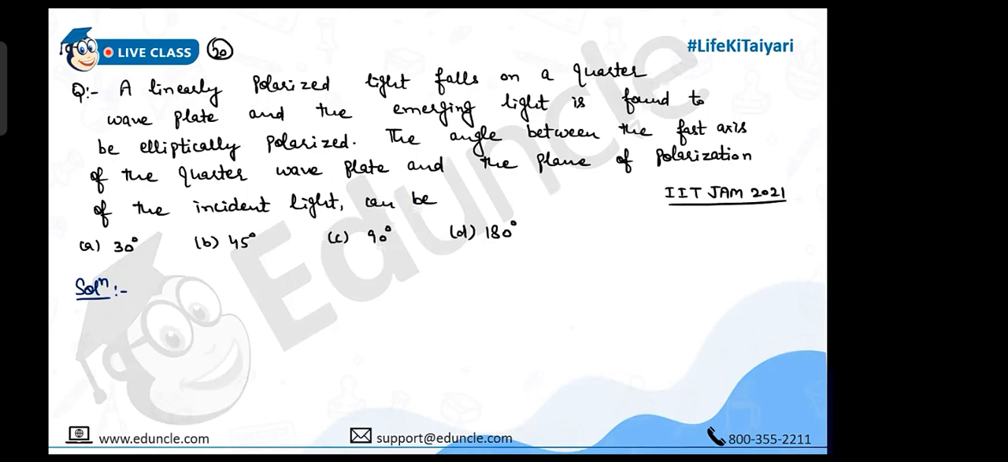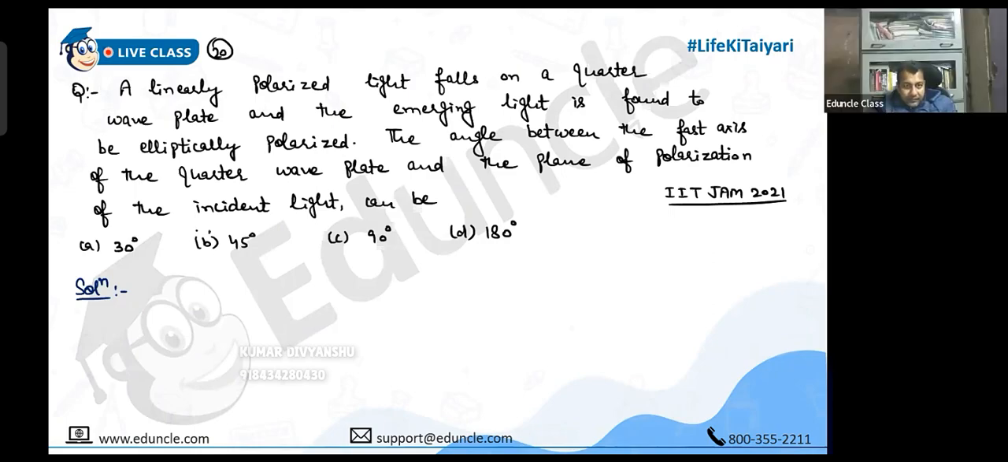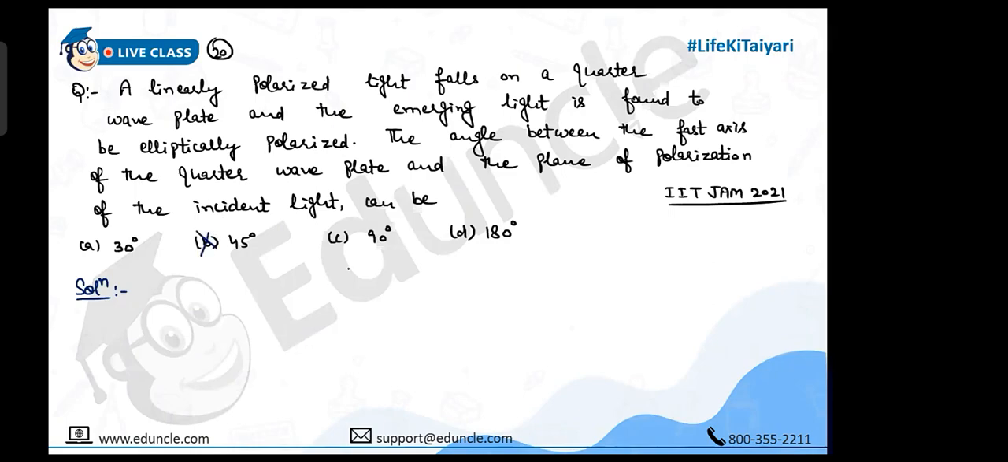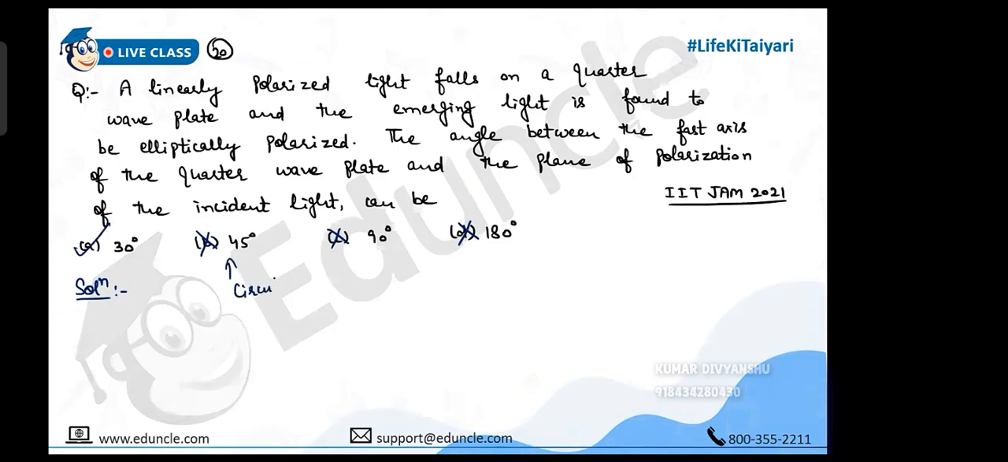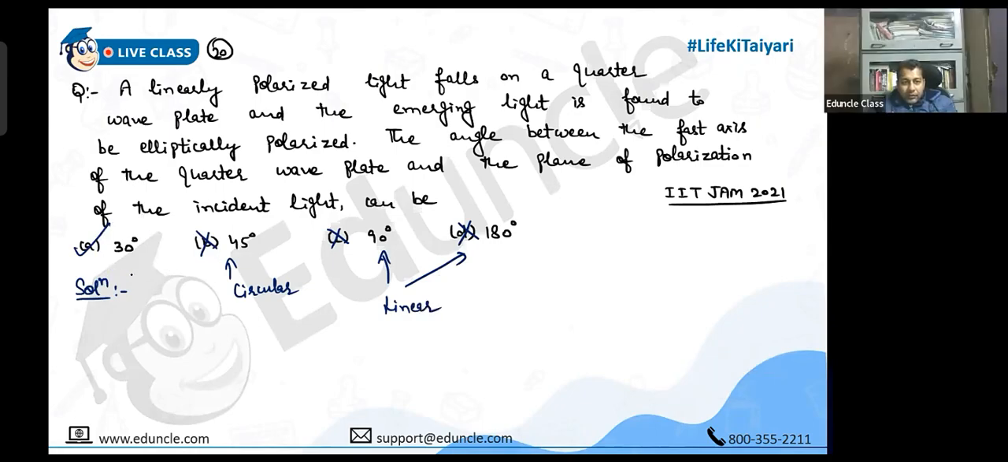It will be 30 degree, sir. Because at 45 degree it will be circularly polarized, and at 0 and 90 it will be linearly polarized. Yes, very good. That is how we come to this conclusion. This will lead to circular, and these two will lead to linear polarization. Only this will give rise to elliptical polarization. This was also a good question.